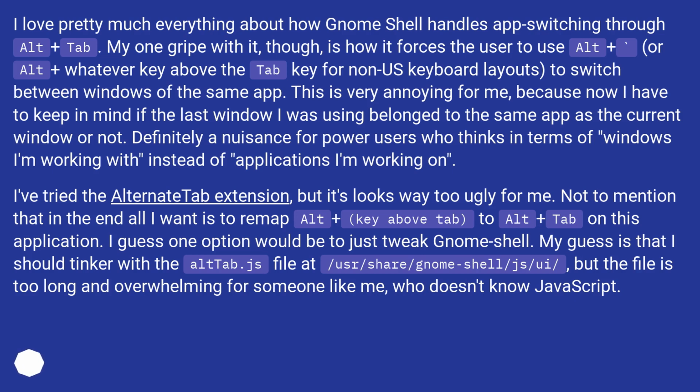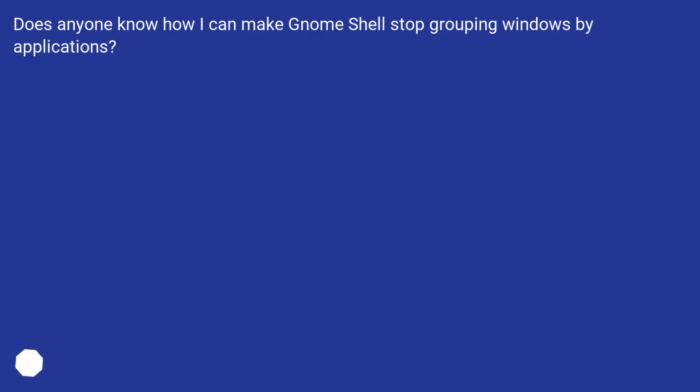I guess one option would be to just tweak GNOME Shell. My guess is that I should tinker with the alttab.js file. But the file is too long and overwhelming for someone like me, who doesn't know JavaScript. Does anyone know how I can make GNOME Shell stop grouping windows by applications?